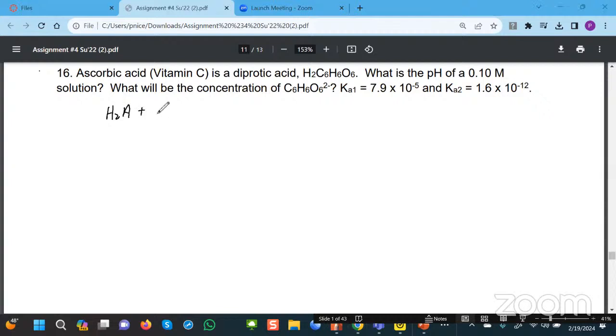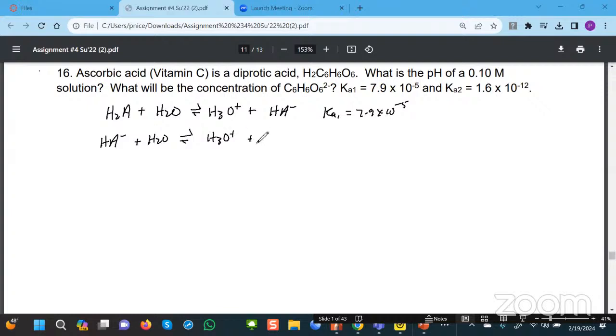H2A, and when it reacts with water, you're going to get H3O plus and HA minus, and the Ka1 value for that is 7.9 times 10 to the minus 5. And then for the other dissociation, the HA minus from the first dissociation will react with water to form hydronium ions and A2 minus. And the Ka value for that, which is Ka2, is 1.6 times 10 to the minus 12.